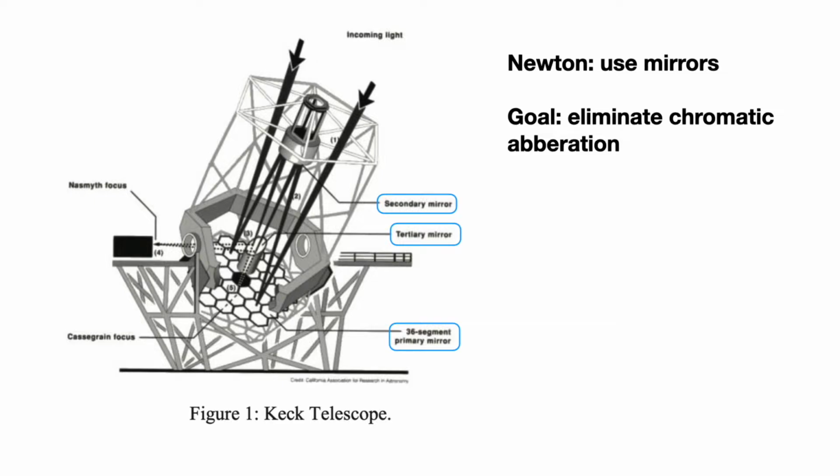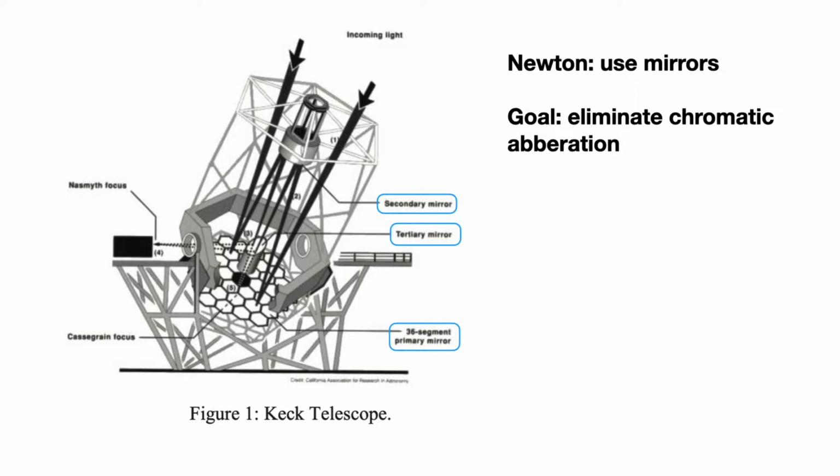Newton, having realized that chromatic aberration occurs in telescopes, decided to fix the problem. And how did he fix it? Well, instead of using lenses to focus light, he decided to use mirrors. Now, a mirror reflects light in the same direction, regardless of the color of the light. And hence, a telescope using mirrors, or a reflecting telescope, does not suffer at all from chromatic aberration. And indeed, this is exactly how we build telescopes nowadays.